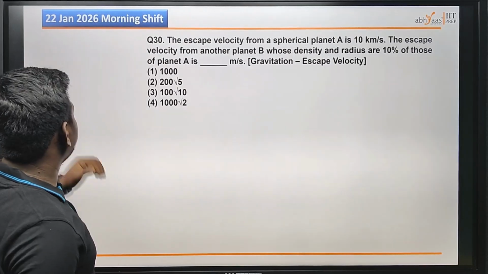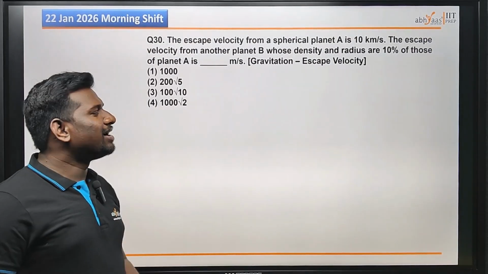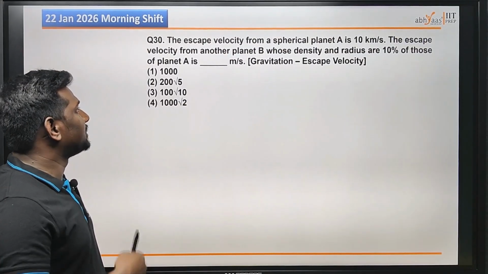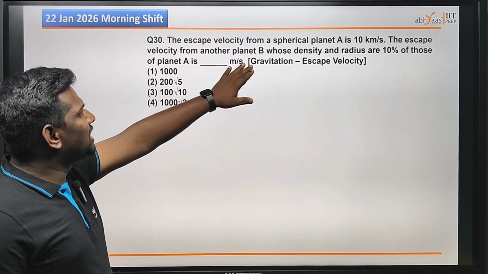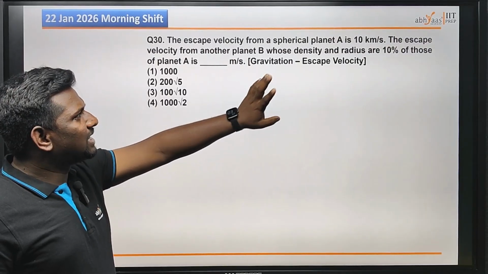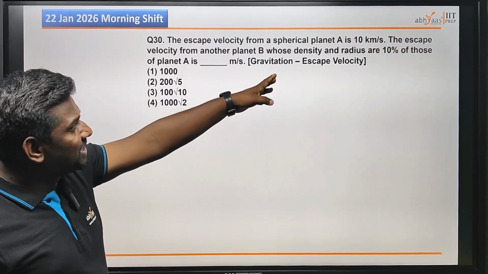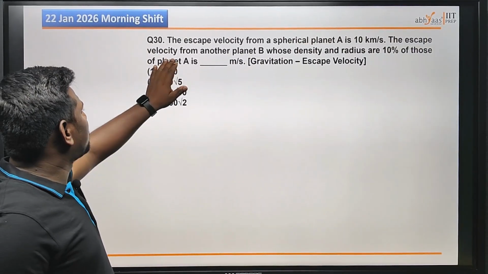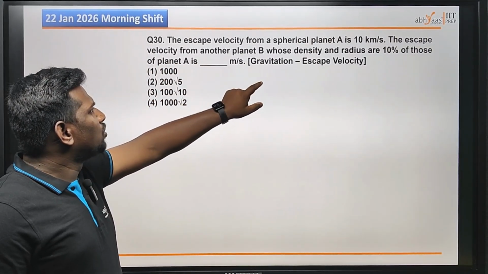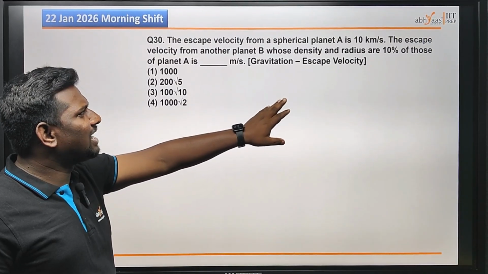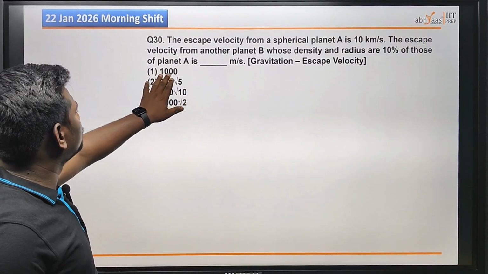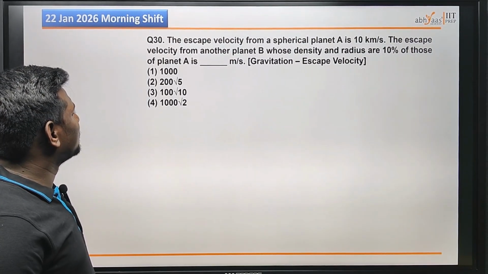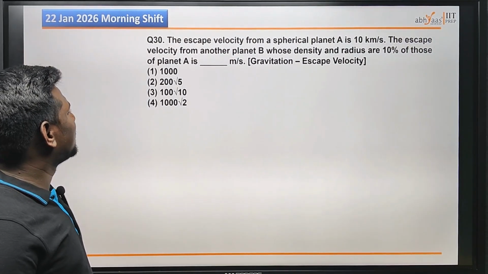Next question, question number 30, which is from gravitation and belongs to escape velocity. What are they asking? The escape velocity from a spherical planet A is 10 km per second. They have given it in kilometers per second, so please observe very carefully. The escape velocity from another planet B, whose density and radius are 10% of those of planet A. They are asking just for a relation.